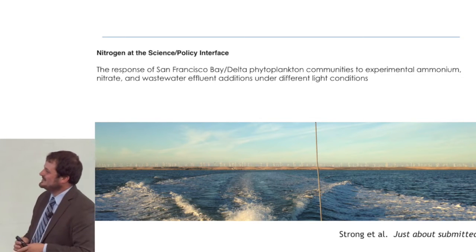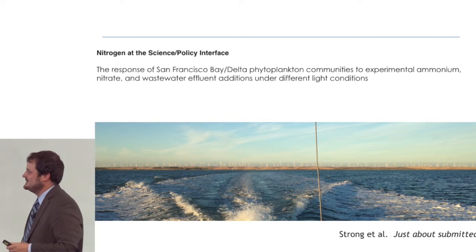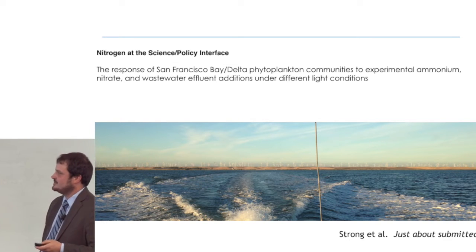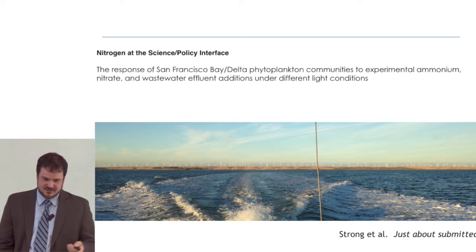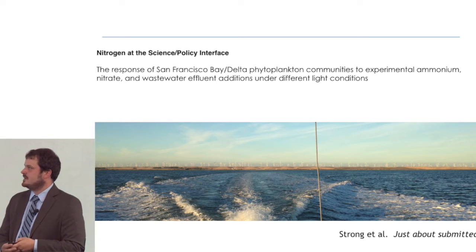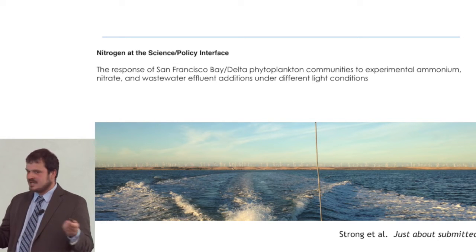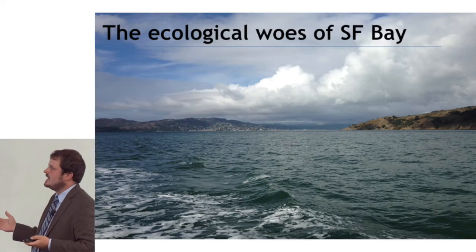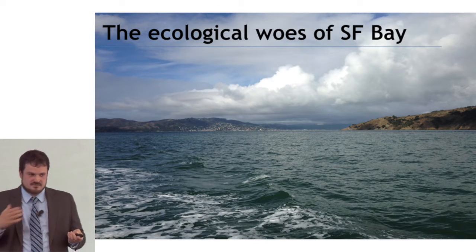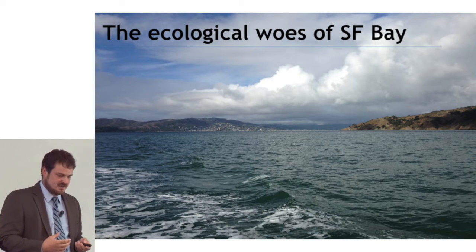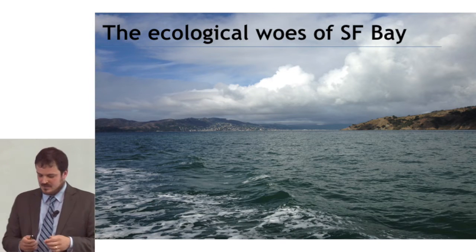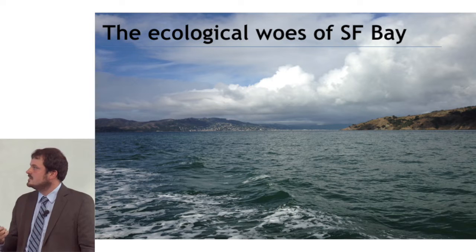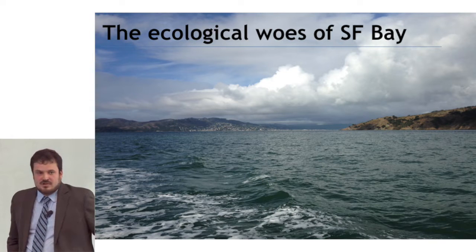The response of San Francisco Bay Delta phytoplankton communities to experimental ammonium nitrate and wastewater effluent additions under different light conditions is the title of this chapter in this paper. So ammonium nitrate, what are we talking about here? We're talking about San Francisco Bay, and we're actually talking about some of the problems that exist in the ecosystem of the bay. So there's this problem of low productivity.